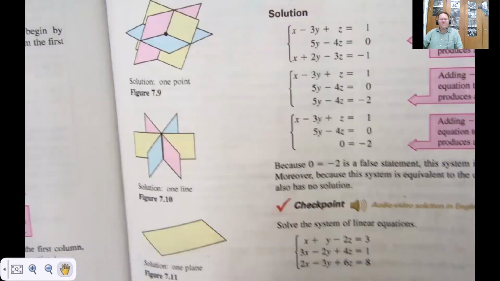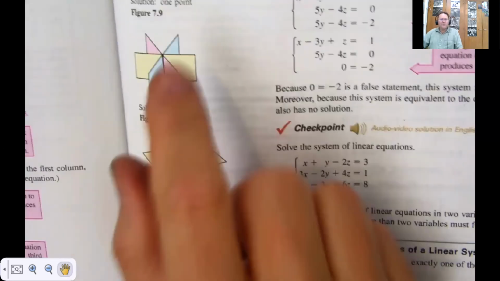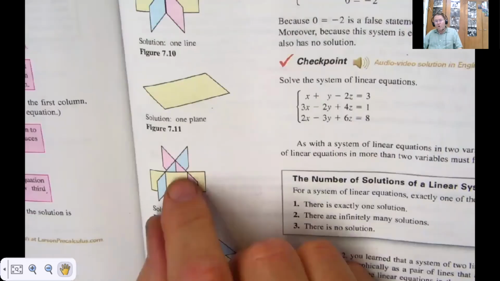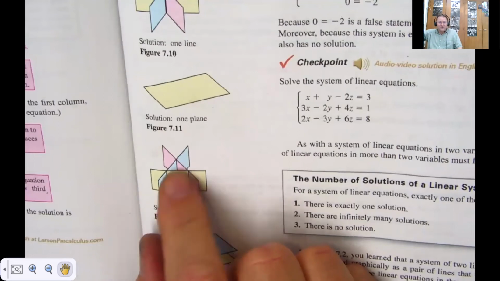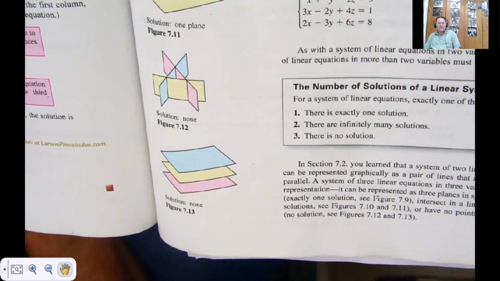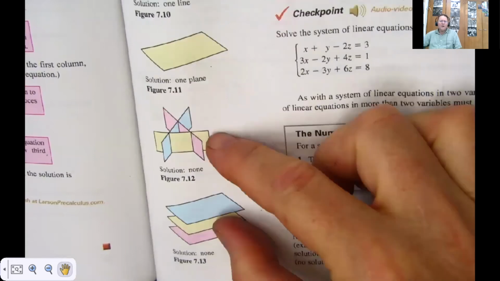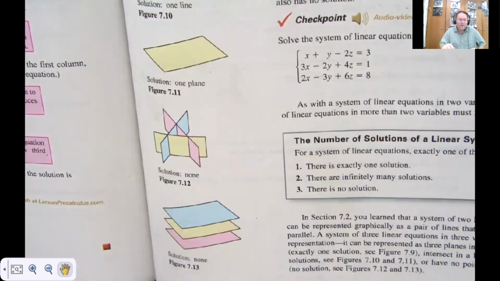Three planes can intersect, and there can be an infinite number of solutions. These are all three planes that are the same plane. Again, infinitely many solutions. Here's one where there's no place where it's red, blue, and yellow at the same time. So this would be a no solution situation. Again, there's no place where those three planes intersect where it's red, blue, and yellow at the same time. So it's one of these situations, and because of that we got a no solution situation there.